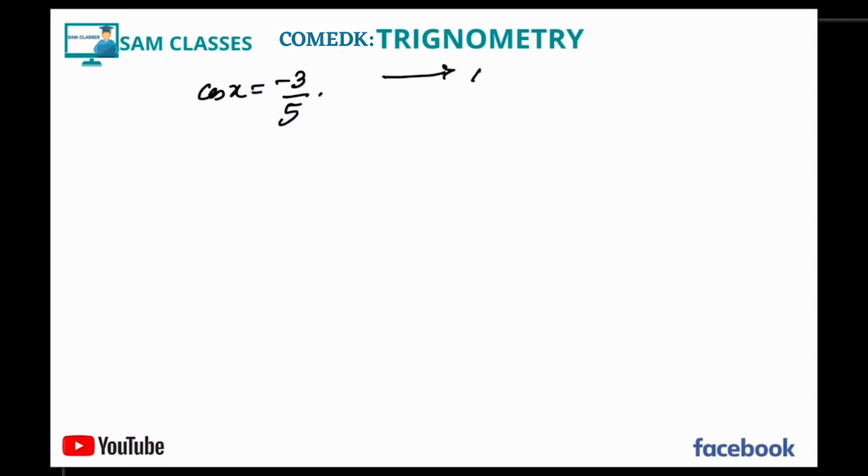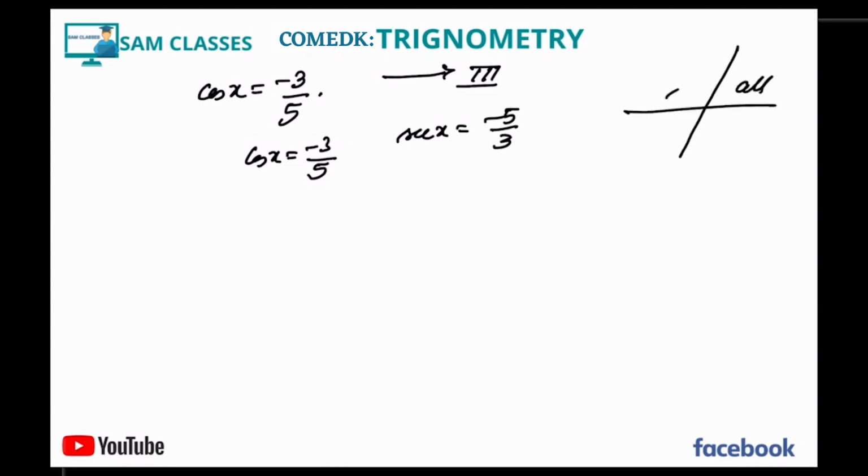So it is given to us cos x is equal to minus 3 by 5, and it is saying that it lies in the third quadrant. So we have to find the other trigonometric functions. We already know cos x is equal to minus 3 by 5. So secant x is equal to minus 5 by 3, just the reciprocal of that.